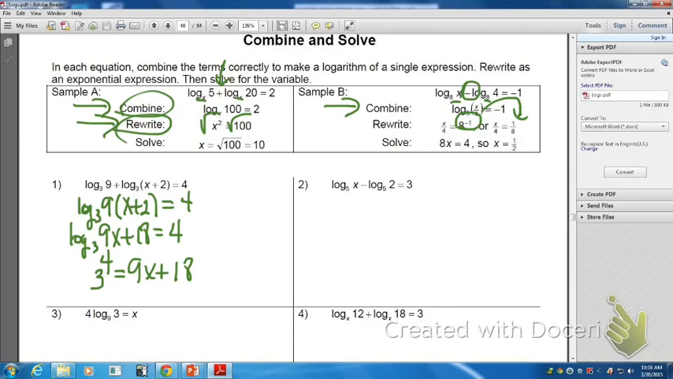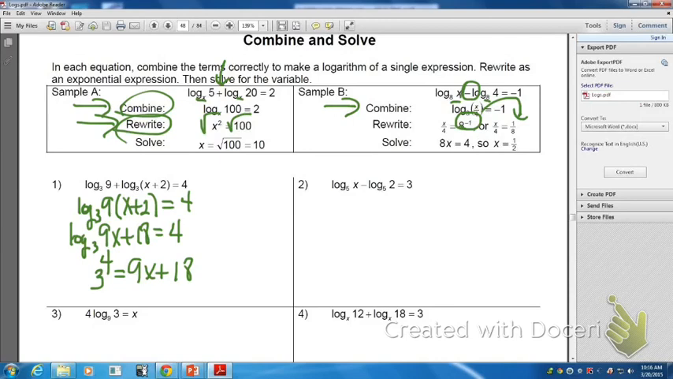Let's go down to number 3. Let's take a look at number 3. I'll get you started on that one. We have 4 times the log base 9 of 3 equals x. Which property have they used on this one? Think about this one. Okay, this is the one where they have the exponent. So yes, this is the power property.